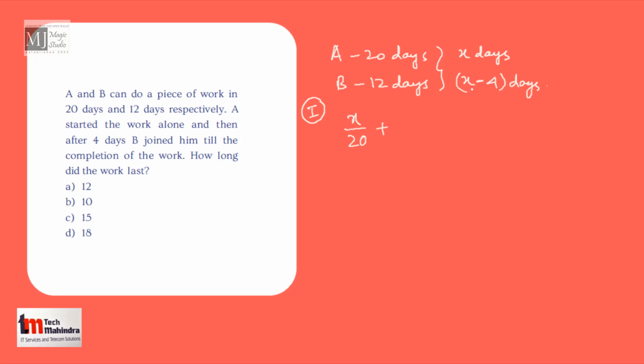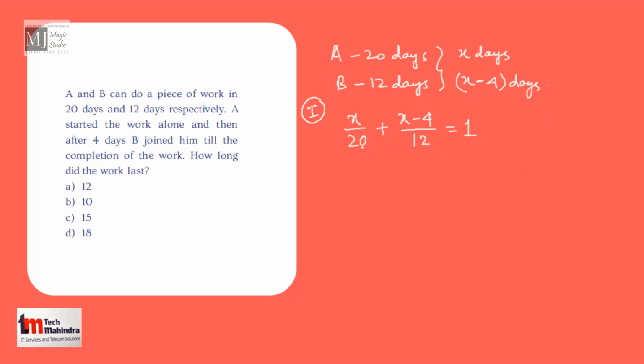Similarly, in x plus 4 days, the fraction of the work done by B is x minus 4 by 12. And then this will be equal to 1, the total fraction of the work. That is known as work fraction format.